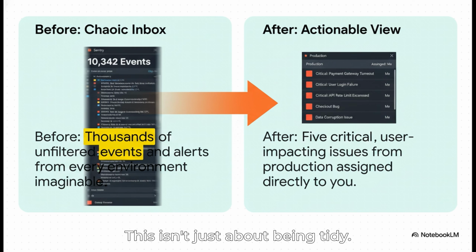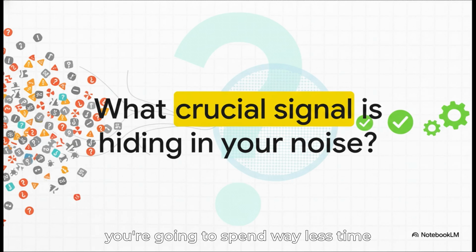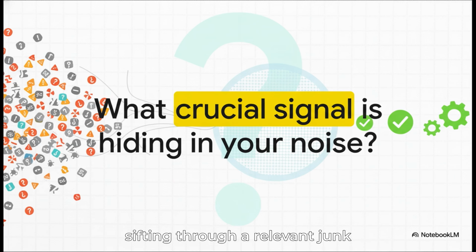This isn't just about being tidy. It's about being effective. By really getting a handle on these filtering techniques, you're going to spend way less time sifting through irrelevant junk and more time shipping fixes that your users actually care about. So the question to take back to your own Sentry instance is this: what crucial signal is hiding in your noise?